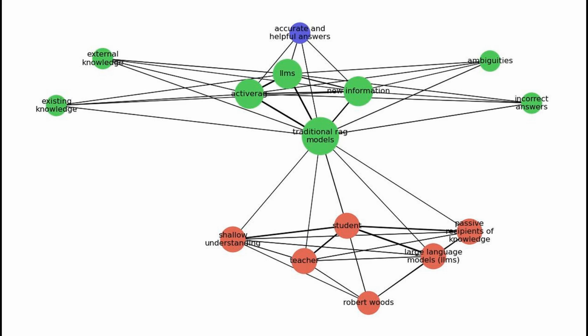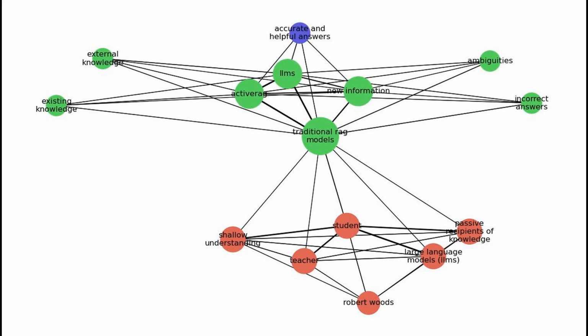Imagine a student trying to learn about the woods. If they only hear the teacher talk about it without asking questions or thinking about what they already know, they might get confused when the teacher mentions different woods, such as a person named Robert Woods. Similarly, traditional RAG models sometimes get misled by ambiguities in the retrieved information. They may generate incorrect answers because they don't actively engage with or clarify the details of what they are learning. This means they miss out on truly understanding the knowledge because they don't build connections between the new information and what they have already learned.